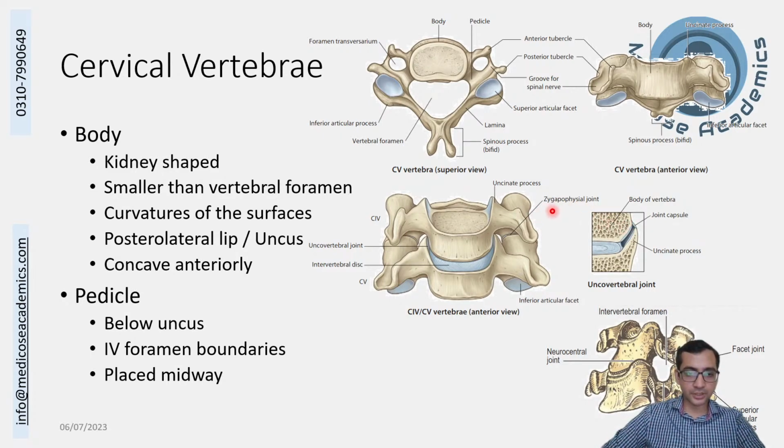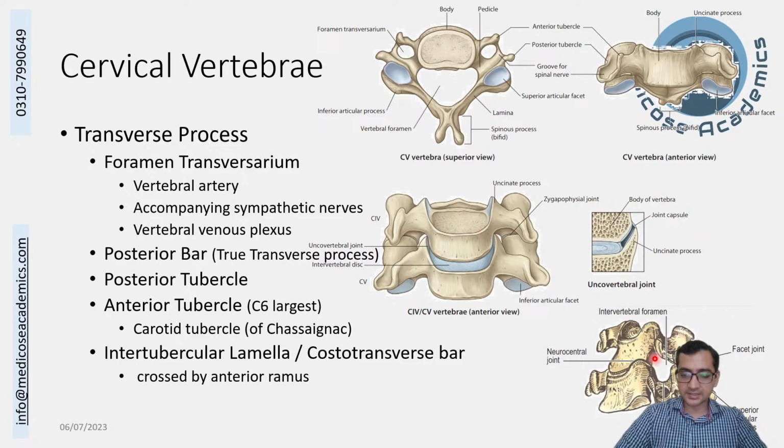So this is about the uncus, posterolateral lip, concavities and all that. The pedicle is mostly below the uncus, and it is moving backwards. Here you can see the intervertebral foramen. It will have one pedicle of the vertebra above it and a pedicle below it. Behind it there will be the zygapophyseal joint. The zygapophyseal joint is the joint present between the inferior articular process and the superior articular process, and in front of it there is the uncovertebral joint, neurocentral joint, and intervertebral joint. So these are the boundaries of the intervertebral groove, and from it the nerves will exit.